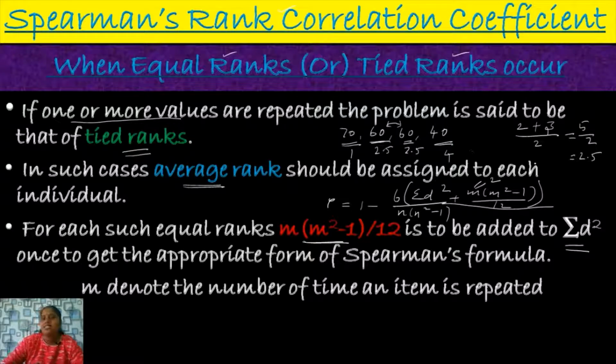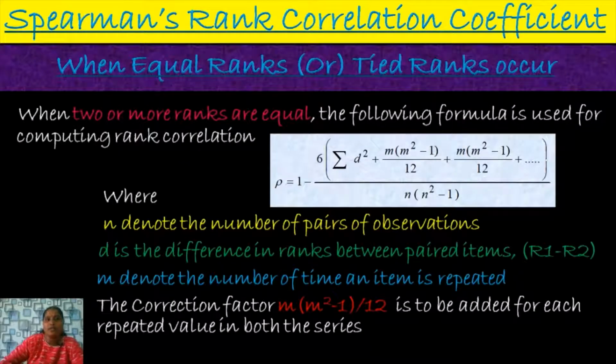The process has to be carried out till the end of giving ranks to both the series x and y. So we make use of the formula rho is equal to 1 minus 6 times sigma d square plus m square minus 1 over 12 plus m square minus 1 over 12 plus etc., over n into n square minus 1. How many correction factors we add is based on the given problem itself.